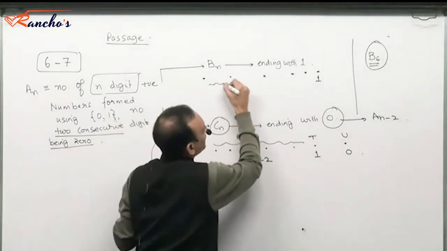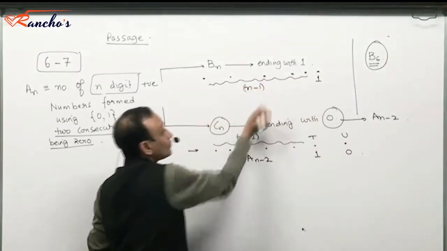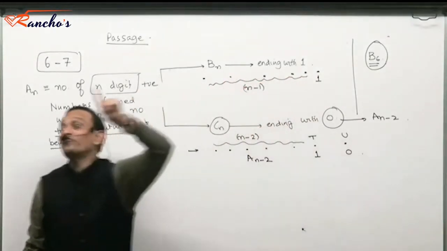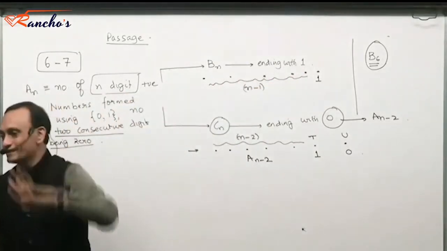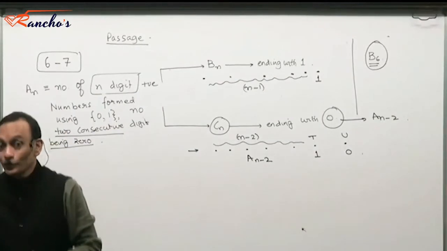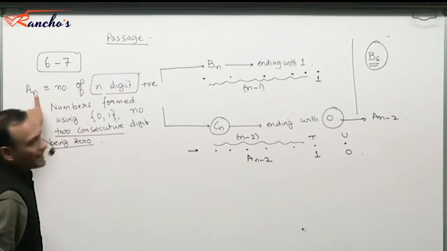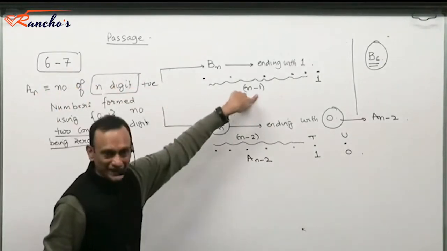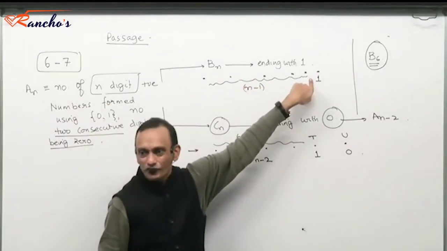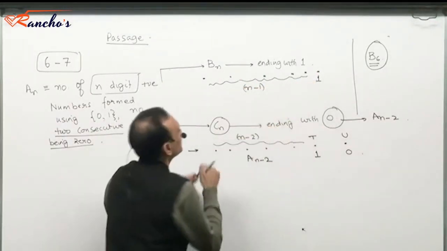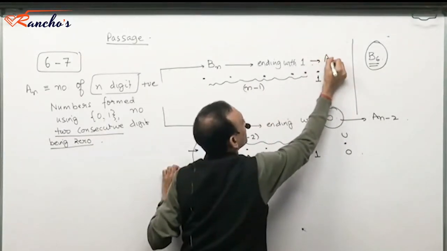How many digits remain in this? N minus 1. And these spaces have to be filled up with what property? No two consecutive digits should be zeros. But now it's like An, except instead of n, you have n minus 1. Yes or no? So the count for this would be An minus 1. Yes or no?